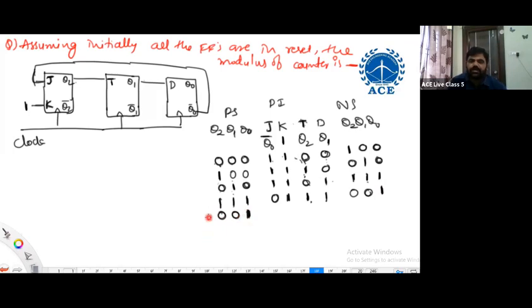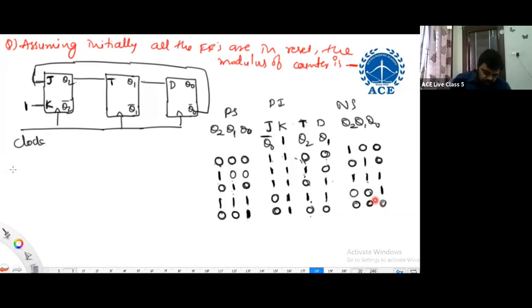Then Q naught bar, 1 bar is 0. Then K is 1. Then Q2 is 0, Q1 is 0. Then JK 01, next state is 0. Then what is the next one? T flip-flop, T input is 0. Next state of this must be 0. If T input is 0, next state is again back to 0.